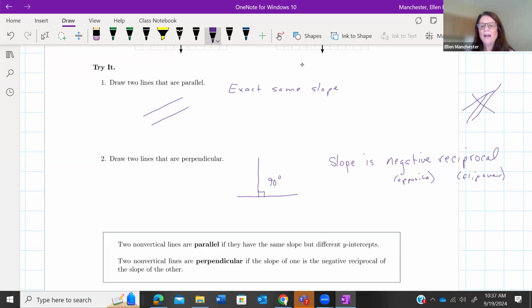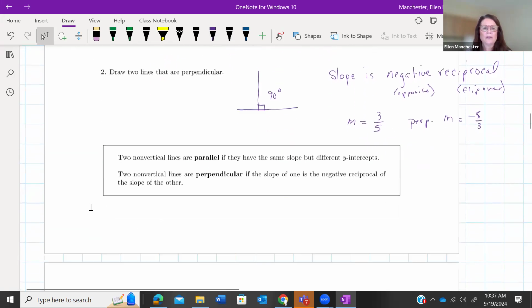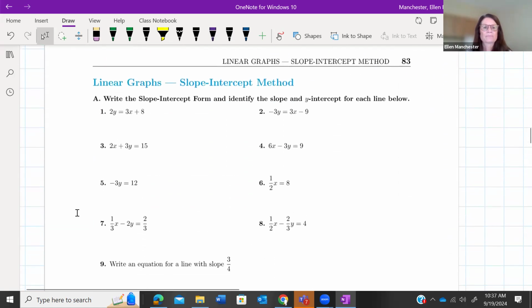So in other words, if I had a slope of 3/5, my perpendicular line, what would its slope be? Flip it over and change the sign. -5/3. Perfect. Okay. This is going to ask you to do that in your homework, right? You have to find the slope, and then you'll have a parallel and a perpendicular line to that slope.